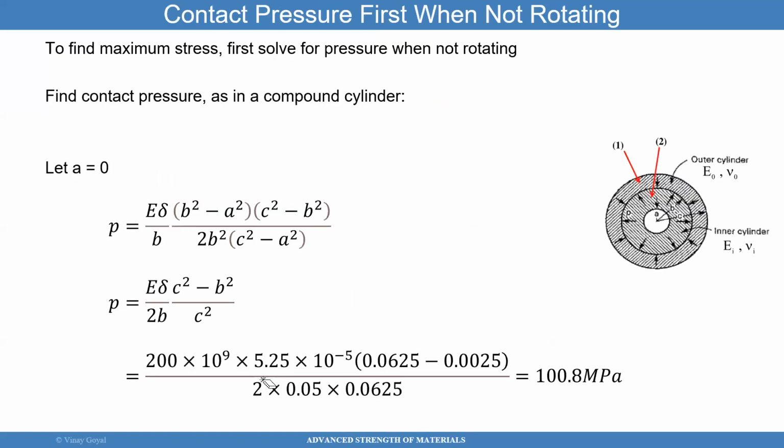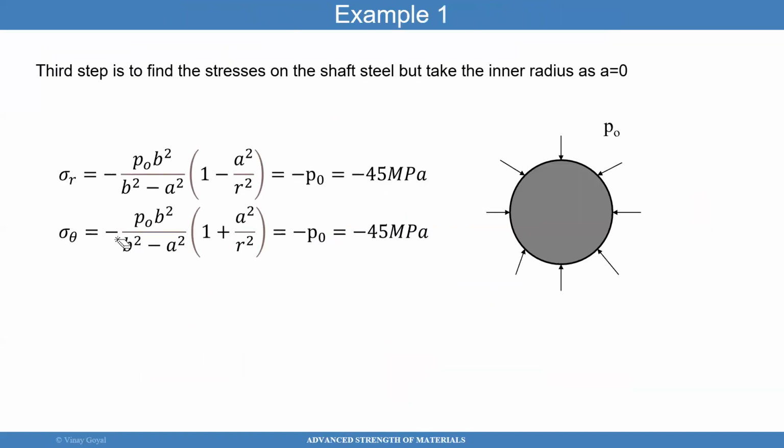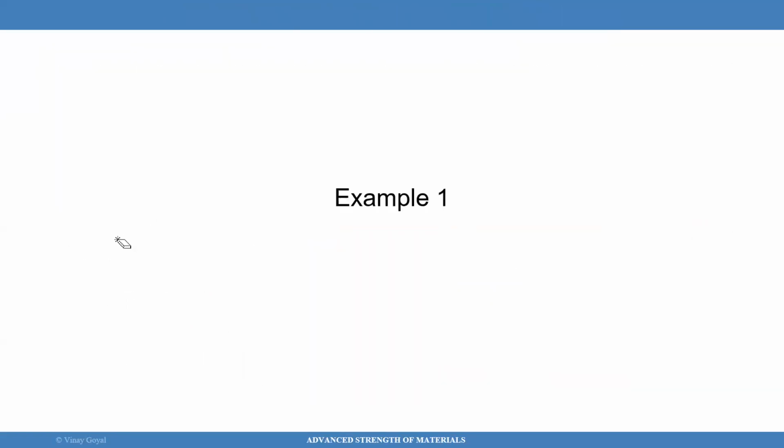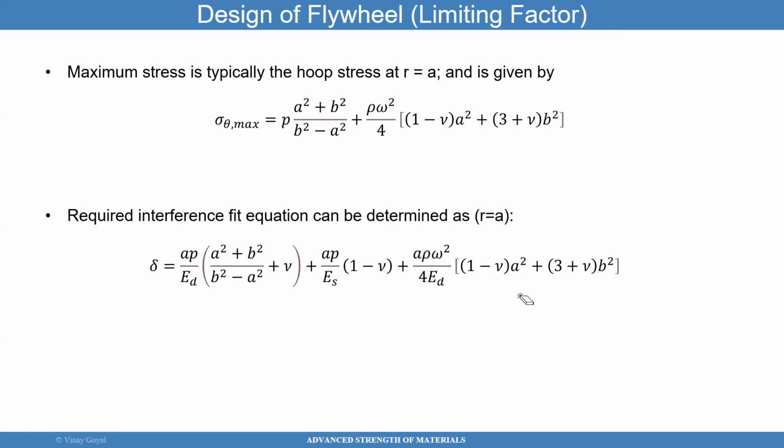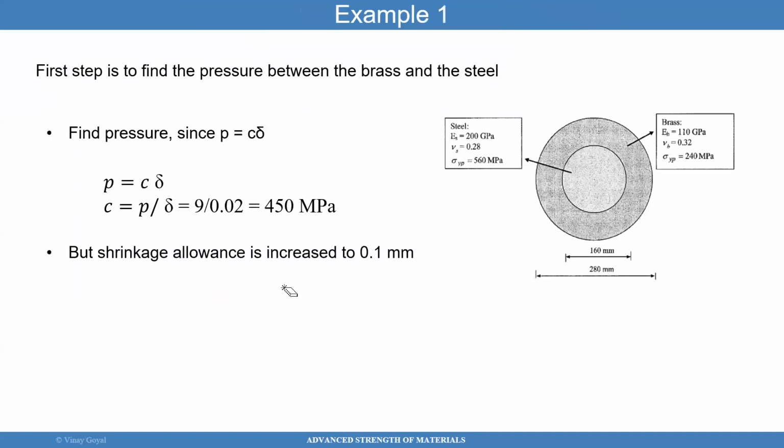And now they're asking us to find the maximum stress. To find the maximum stress, you first have to solve for the pressure when it's not rotating. So let's do it with no rotation first, and then we'll superimpose it later. So if you do have pressure, which we do in this case, and let's assume it's not rotating first, I just use the equations that have pressure in them. If you remember, let me go back to the equation so you can remember it. That's the shrinkage allowance equation. Omega 0 is not rotating, but the moduli of the materials are the same. So I can just use that equation for now.